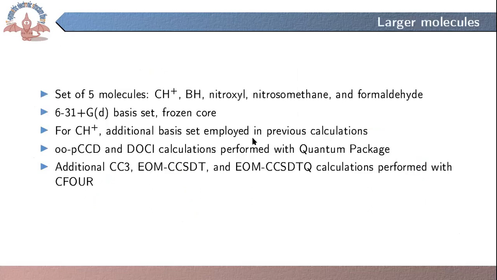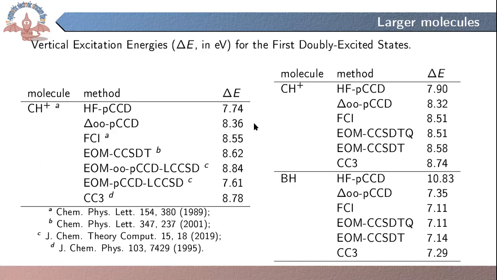And now going to the final part, for larger molecules. So we explored 5 molecules with a small basis set, and we implemented the orbital optimization and did the OCI calculation in Quantum Package. So here I'm showing some vertical excitation energies for the systems, for the double excited states of the systems.